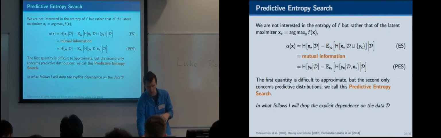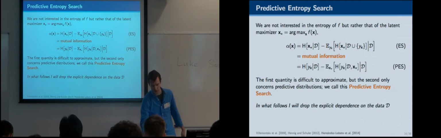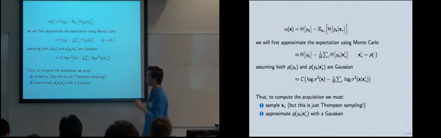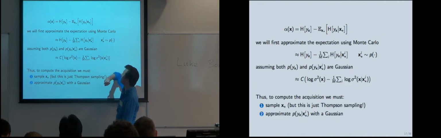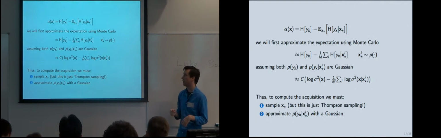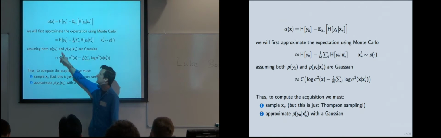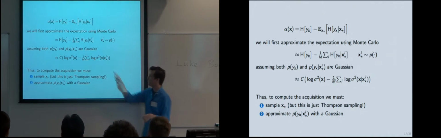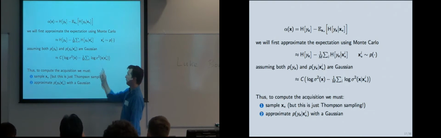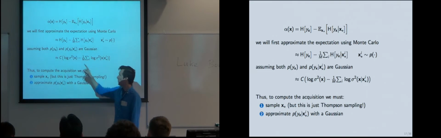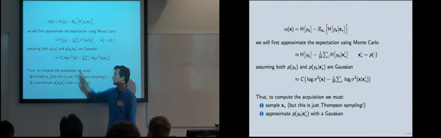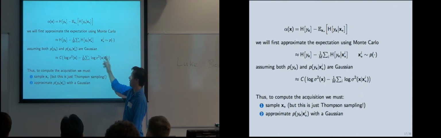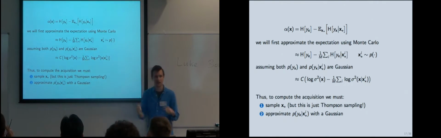OK. In what follows, I'm going to drop this data term just to make the equations a little bit easier. So up at the top here, I've just rewritten this acquisition function. And the first thing we're going to do is approximate the expectation with Monte Carlo. So I need to sample x star. And then if I assume that the distribution of y given x and the distribution of y given x and x star are Gaussians, then I have this nice form right here for this acquisition function. Now, this is just the variance that my Gaussian process gives to me. So all I have to do is compute predictions with the Gaussian process, get the variance, and then this is the variance of my input x conditioned on the fact that x star is a maximizer.